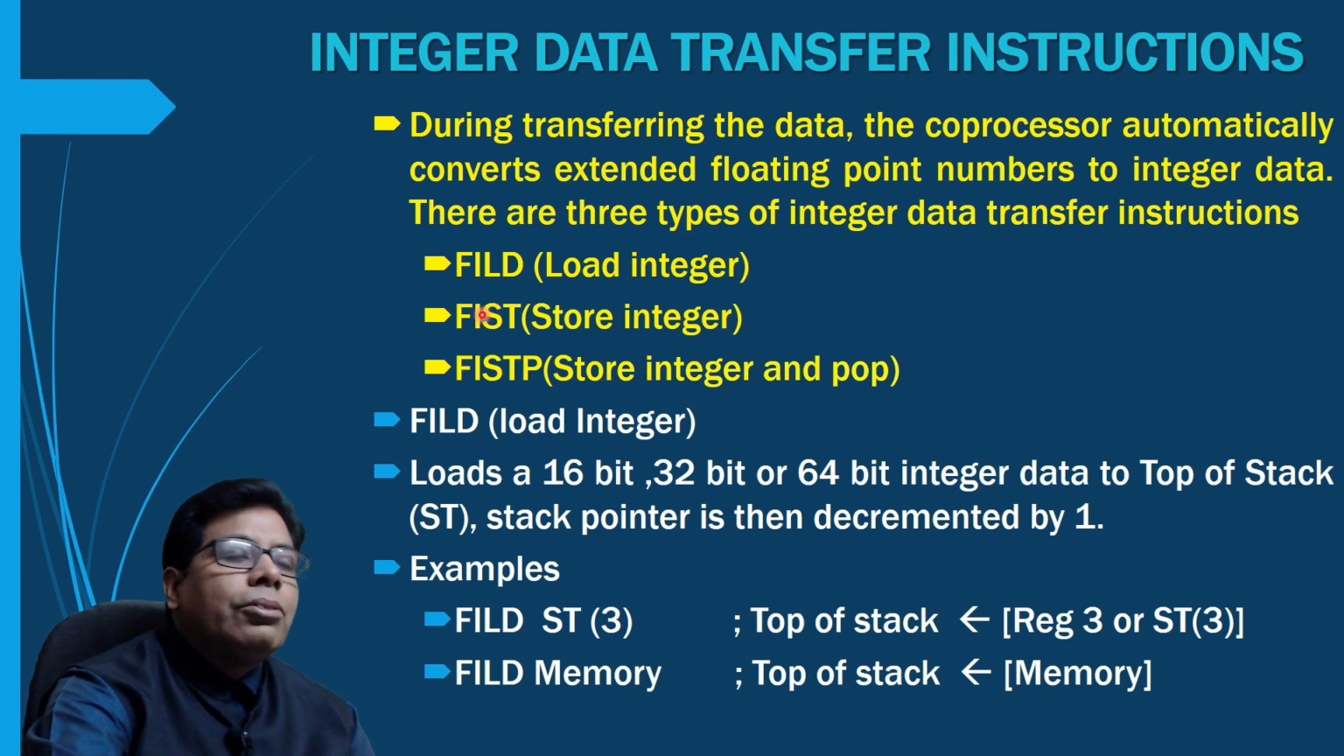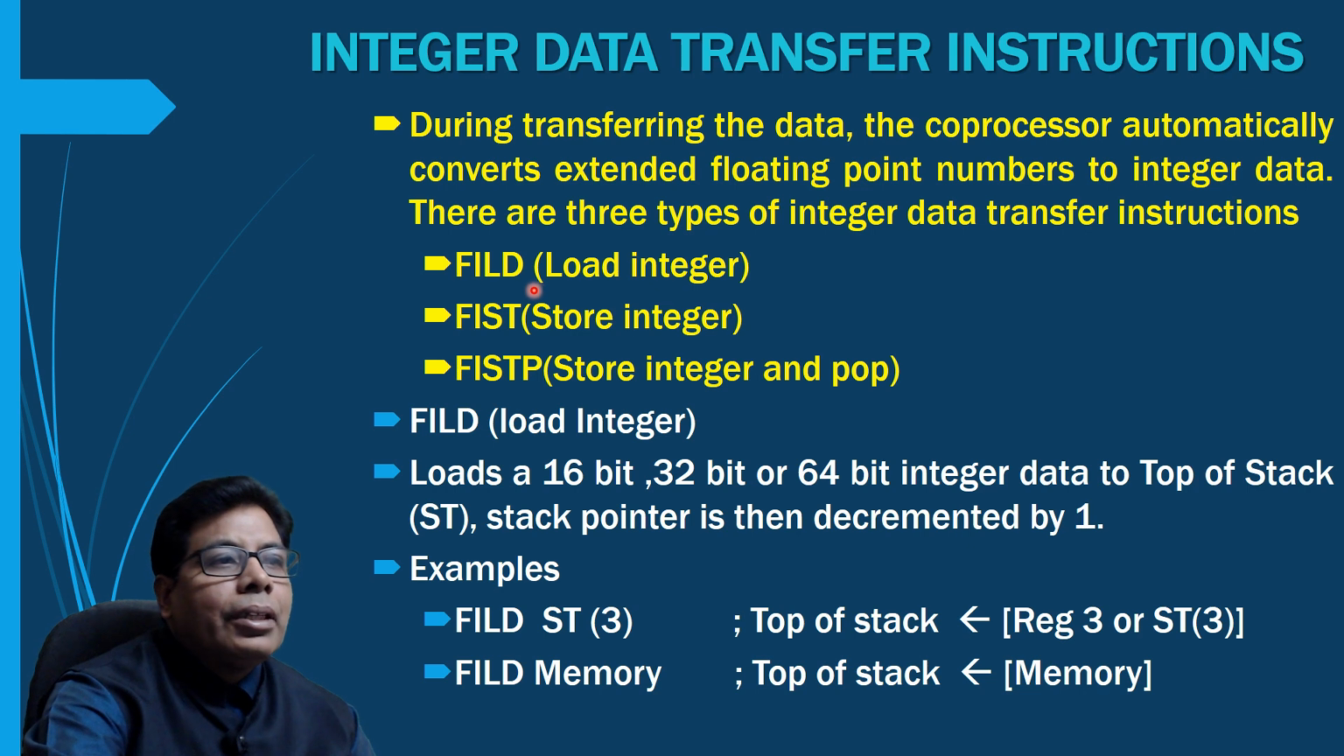Now here you have to note, when there is no other alphabet, it is for floating point. Here we have added the alphabet I, that is for the integer. FLD was for the floating point, so FILD is for the integer type. It will be common for most of the instructions.